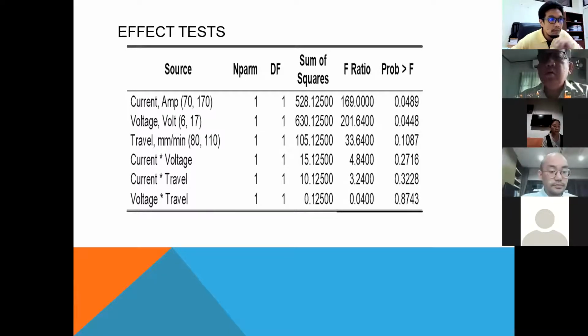Then the next is a list of p-values. A low p-value shows that the result was statistically significant. So there were 2 variables with p-values below 0.05, such as current and voltage. So there was a strong relationship between current, voltage, and porosity.